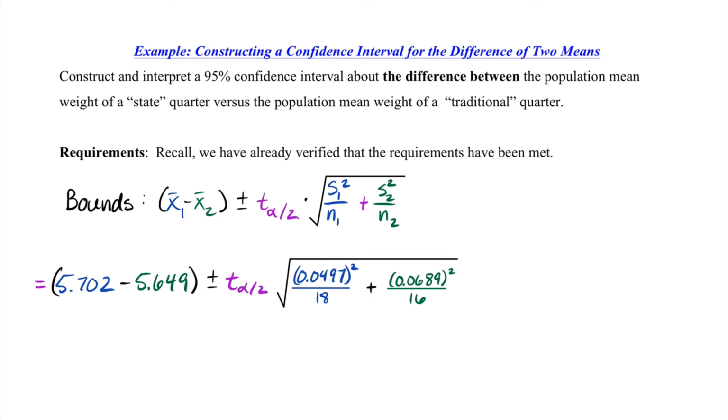So the only thing left would be to find our critical t value of t sub alpha over 2. Well, first we need to find our alpha, which we know is the complement of our confidence level, and we're told to construct a 95% confidence interval. So our alpha is 1 minus 0.95, giving us an alpha of 0.05, and that means alpha over 2 would be 0.025.